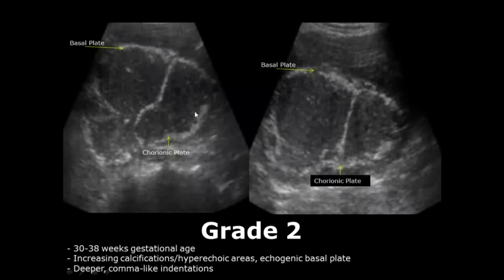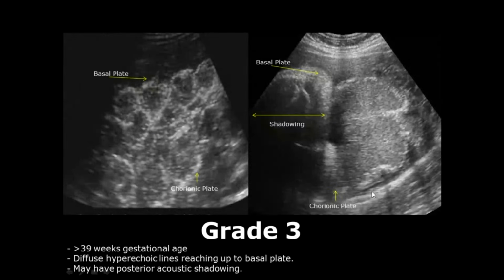Sometimes the calcifications can appear as hyperechoic lines going through the placenta all the way to the basal plate. And here are the indentations at the chorionic plate. Sometimes the placenta may enter grade 3, which is around 39 weeks.